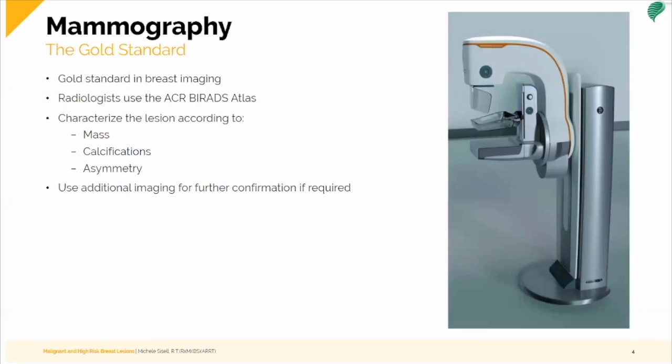Keeping in mind, mammography is the gold standard. And when we say gold standard, we mean that this is the number one best technology out there still that we are saying to have the patient do for screening mammography. Radiologists then use that ACR BIRADS Atlas to read and make a report. And then they characterize the lesion according to how it looks. Is it a mass? Is it calcifications? Is there an asymmetry? Then they use additional imaging if needed for further confirmation of what they are looking at. Or they might just say everything looks good and give them a BIRADS 1 or a BIRADS 2.